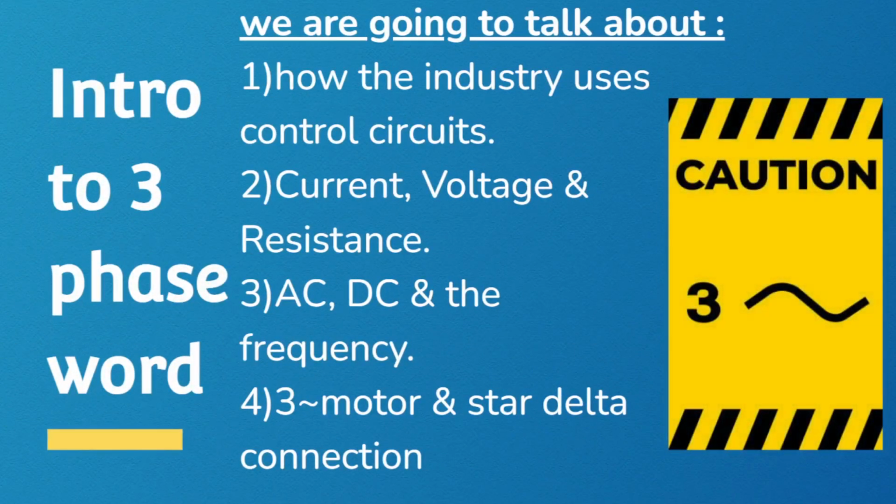The first section, Intro to Three-Phase World, we are going to talk about first how the industry uses control circuits. Second, we are going to talk about current, voltage, and resistance. Then we are going to talk about AC current, DC current, and the frequency. The last thing is three-phase motor and star-delta connection.